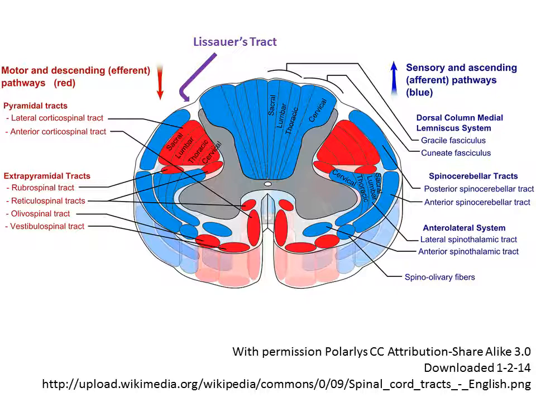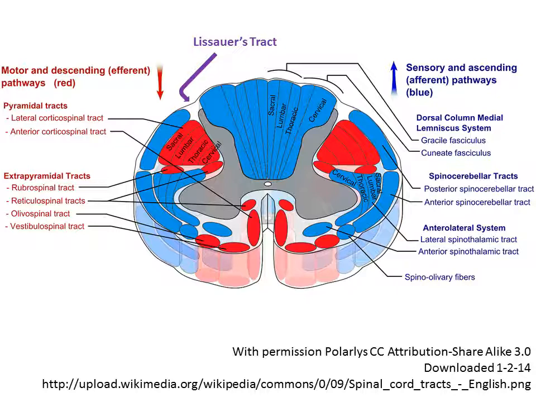So you should know so far the fasciculus gracilis and fasciculus cuneatus making up the dorsal column. You should know the general location of the posterior spinocerebellar tract. And you should know the general location of the anterolateral system.